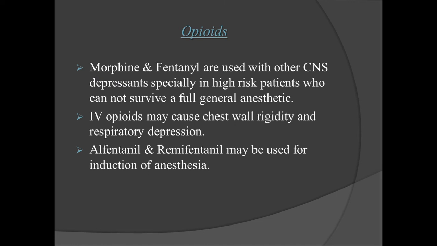Next group is the opioids. Among opioids, morphine and fentanyl are used with other CNS depressants, especially in those patients who are at high risk and cannot survive a full general anesthetic drug. IV opioids may also cause chest wall rigidity and respiratory depression. And alfentanil and remifentanil may be used for the induction of anesthesia.